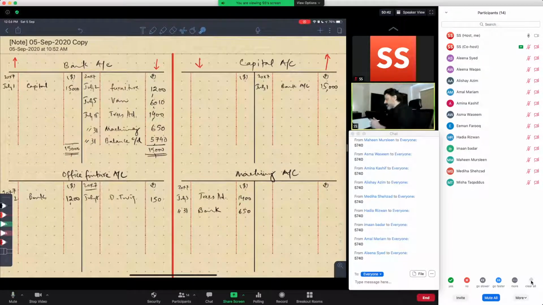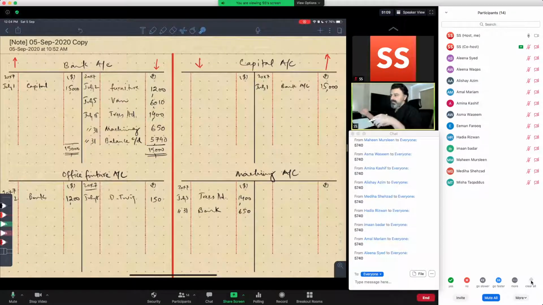So that is what this notation means, that you're telling the reader that on 31st of July, we had a remaining balance in the bank account amounting to 5,740, and this is going to be carried down to the next financial period, which will begin on 1st of August. So this is the accounting cycle continuing in the next financial period. So next financial period begins on 1st of August.